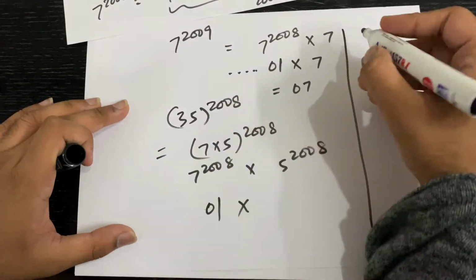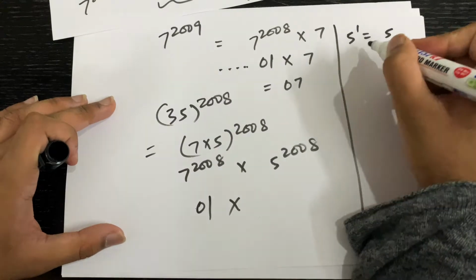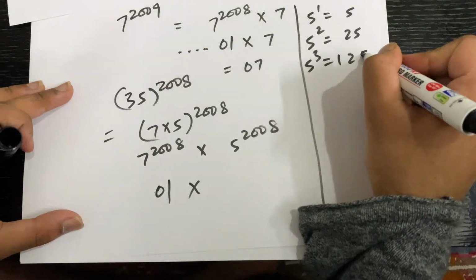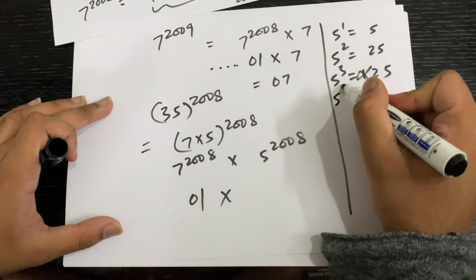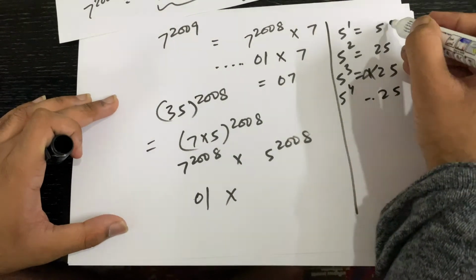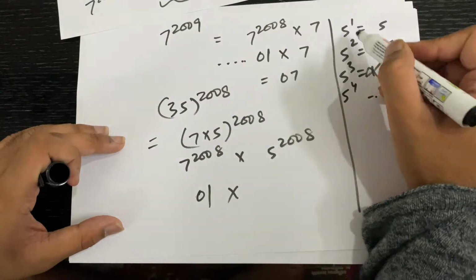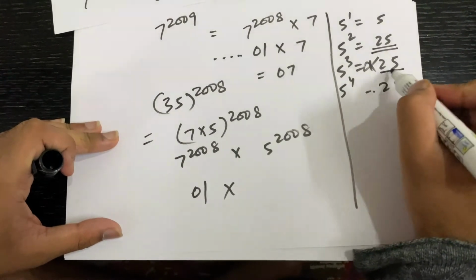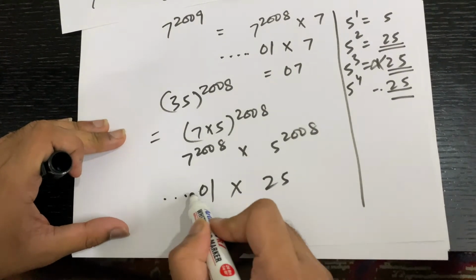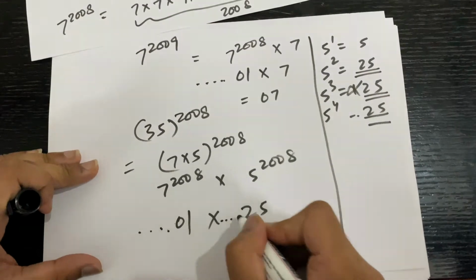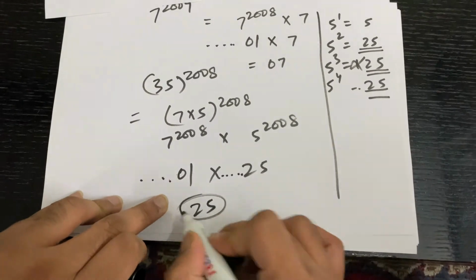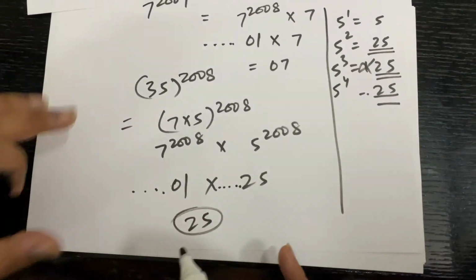Now if you start noticing the pattern, 5 ki power 1 is 5, 5 ki power 2 is 25, 5 cube is 125. Again, we don't need this to compute further. 5 ki power 4 is again 25 as the last two digits, and so on. So you can see any power greater than 1 of 5 results in 25 as the last two digits. So the last two digits of this number will be 25. Now there can be a significant amount of number here and here. You can see if you multiply 01 and 25, you get 25. So the last two digits of this number are 25.